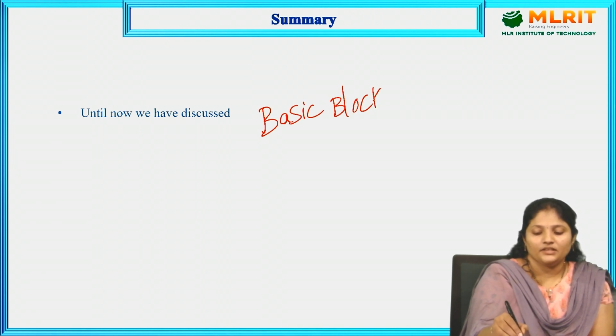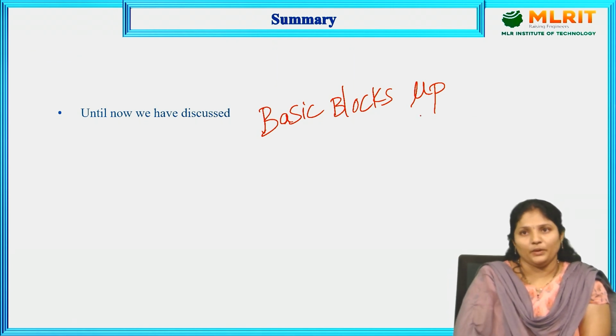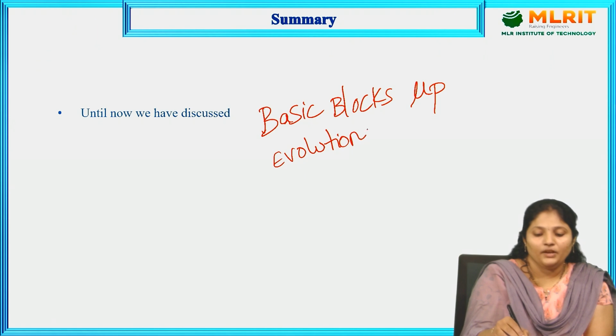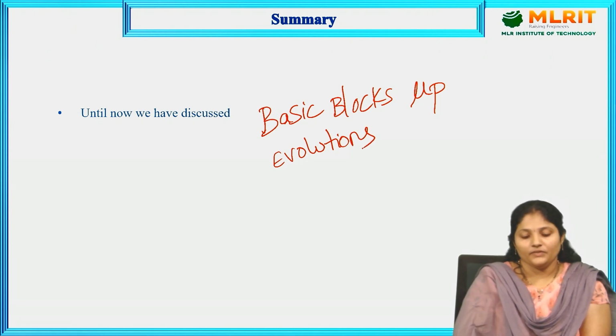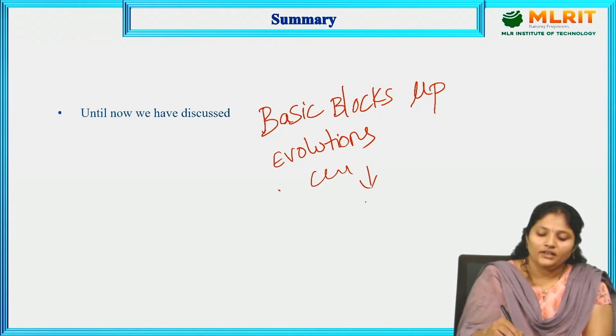So until now we have discussed the basic building blocks present in the microprocessor. I will represent microprocessor as MUP. We also covered how microprocessors evolved, from vacuum tubes until the 5th generation of microprocessors.